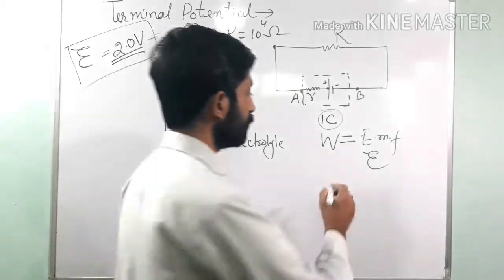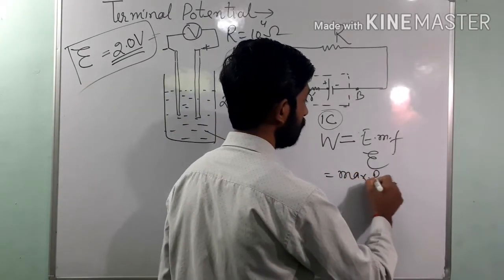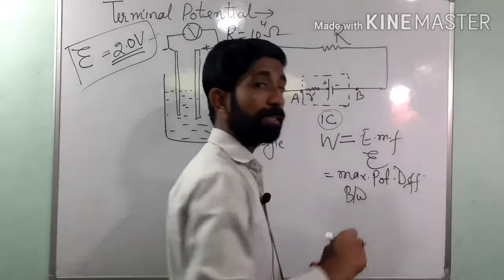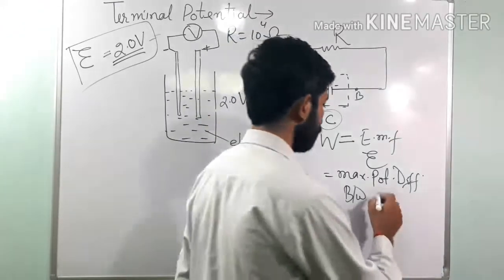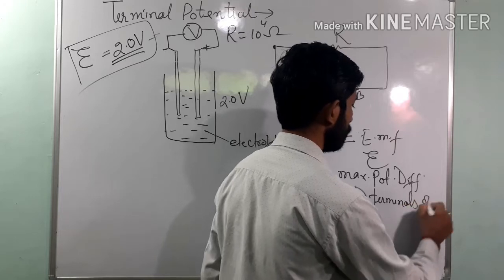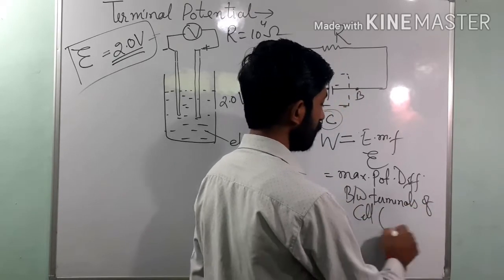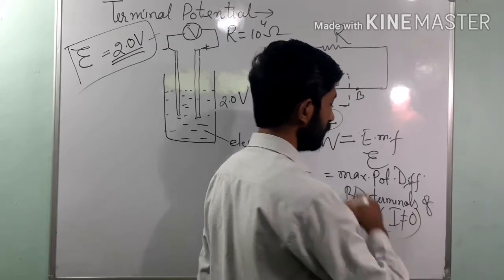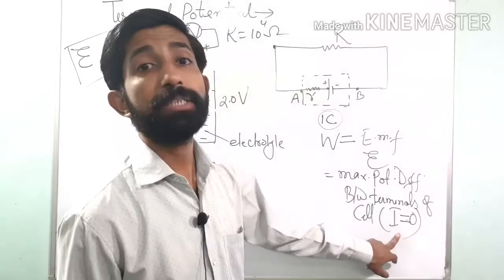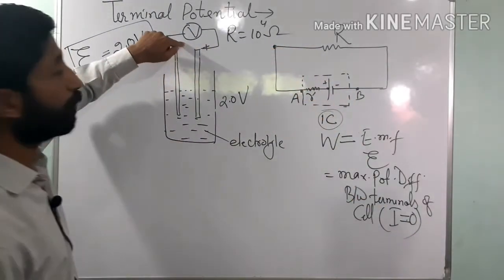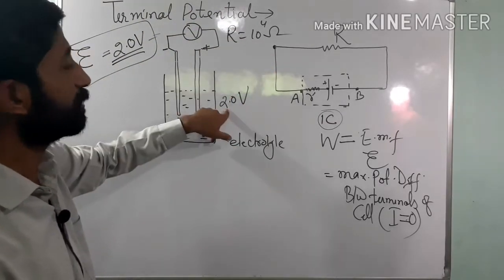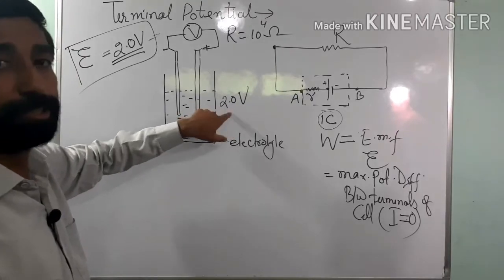This is the maximum potential difference between the terminals of the cell. Remember, when no current is drawn, I should be 0. As I told earlier, when a voltmeter is connected, it has a high resistance of this order or maybe more than that, so this small cell cannot produce any sort of current.